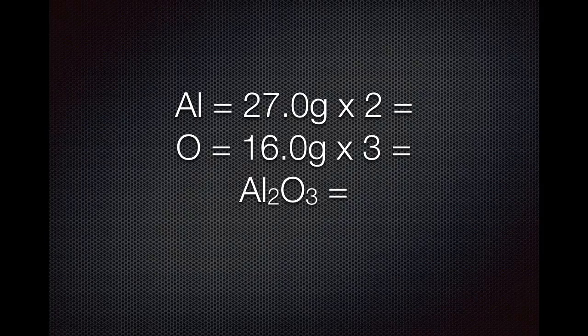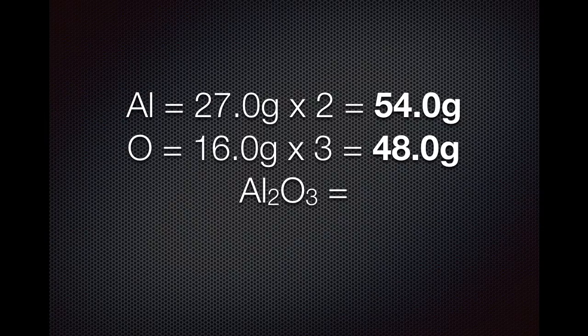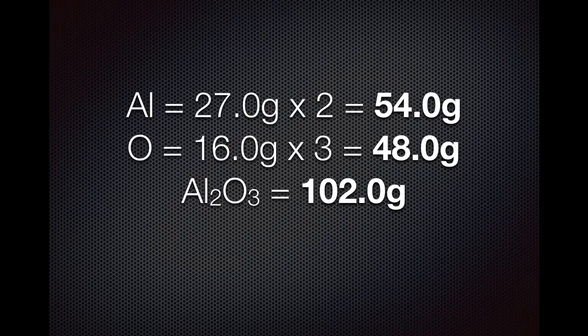Again, aluminum is 27.0 grams. I have 2 of them, so I have 54 grams of aluminum. Oxygen, 16.0 grams each. I have 3 of them. So total, I have 48.0 grams. So the molar mass of Al2O3, or aluminum oxide, will have to be 102.0 grams.